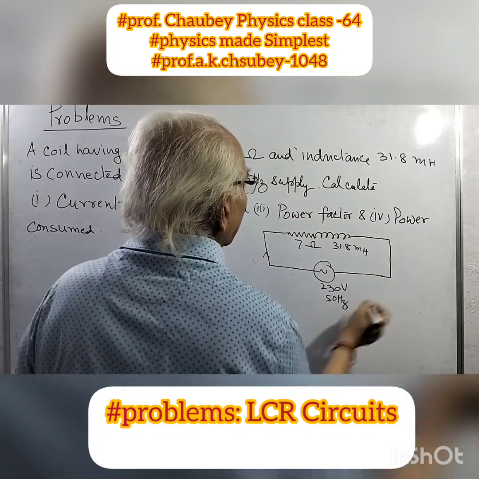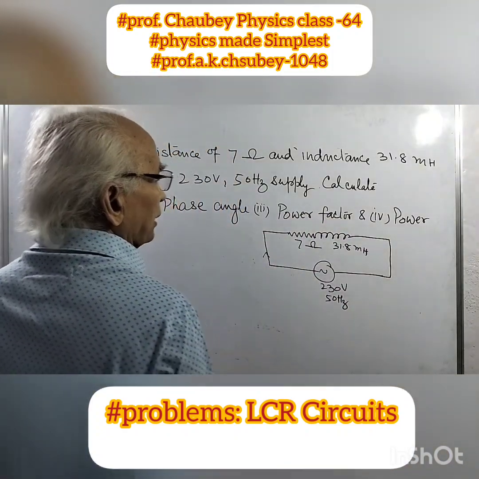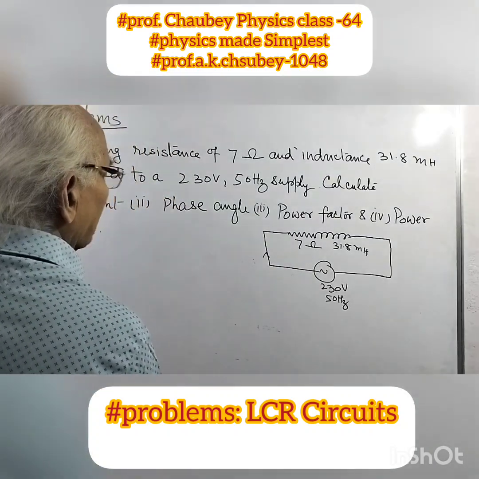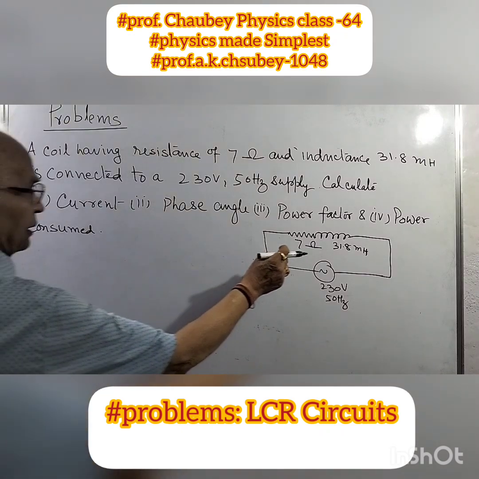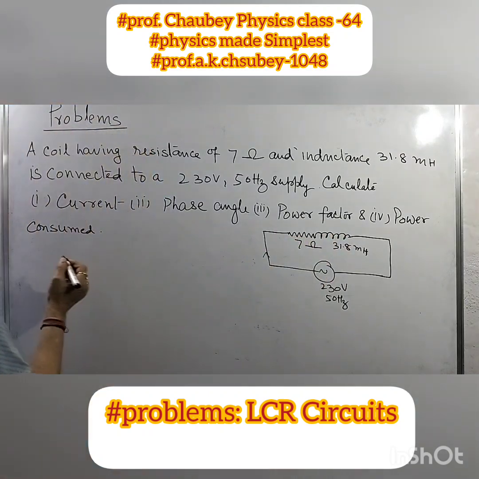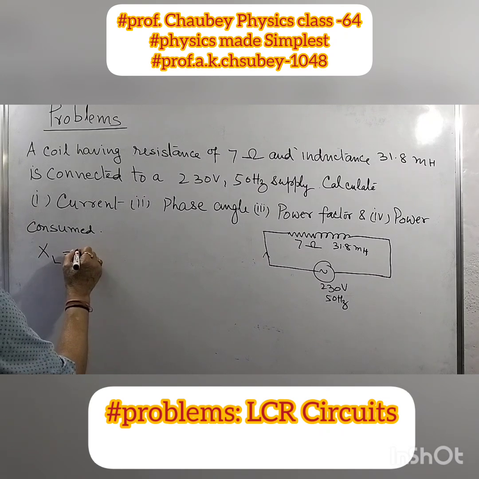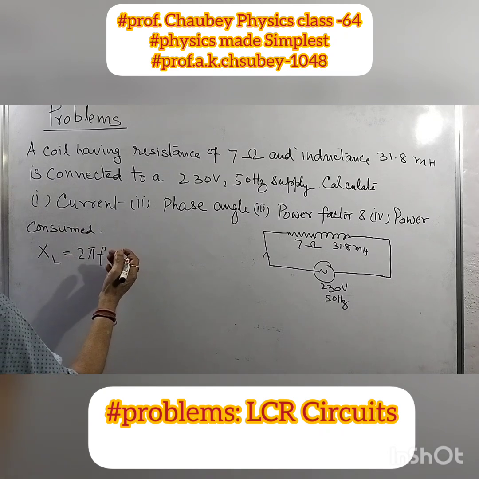So find out the current in the circuit, find out the phase angle between the current and voltage, find out the power factor and find out the power consumed. So this is a simple circuit. Now you have to do this. What is the inductive reactance of the coil? That we have to calculate. XL is equal to twice pi F L, that is omega L.